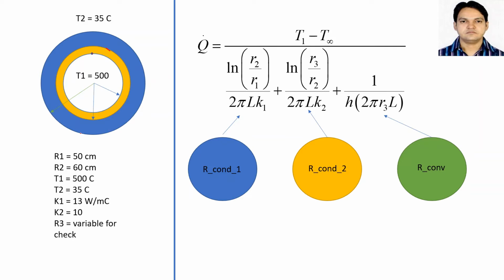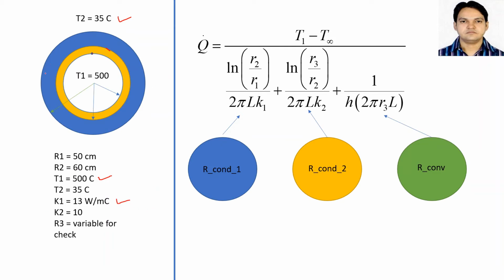The inside surface temperature is given as 500 degrees Celsius. Ambient air temperature is given as 35 degrees Celsius. The yellow material means stainless steel. We assume that the pipe is of stainless steel material and its conductivity is 13 watt per meter Celsius.